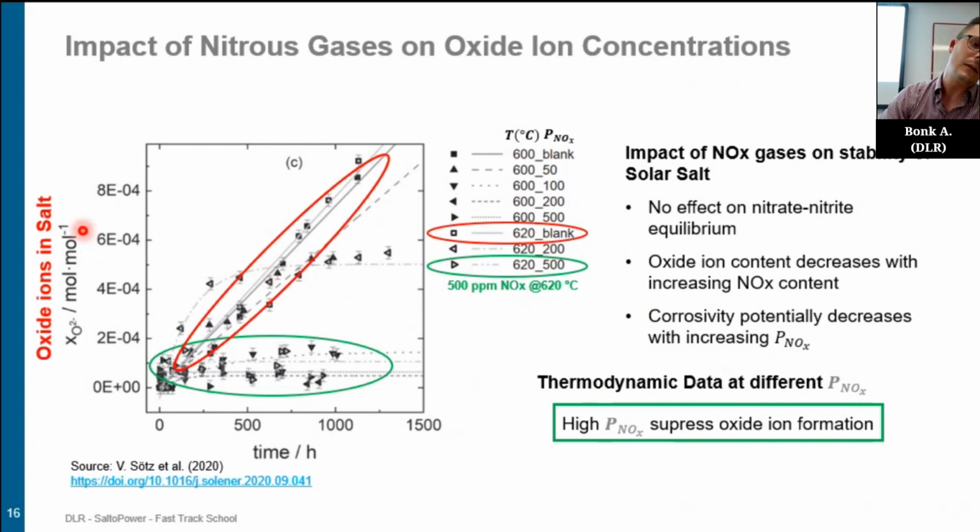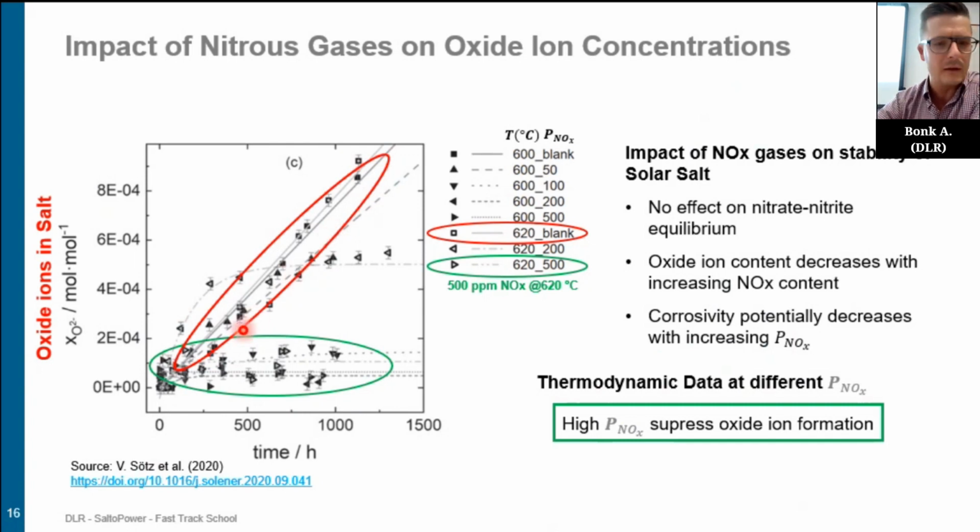You see on the y-axis the level of oxide ions, which is typically very low. We talk about sub% quantities over time. And you see different experiments at elevated temperatures. So you see these indications here. The first one shows temperature 600 or 620 degrees, which is quite elevated. And the second one is the NOx partial pressure that we applied in the purge gas stream for the molten salt.